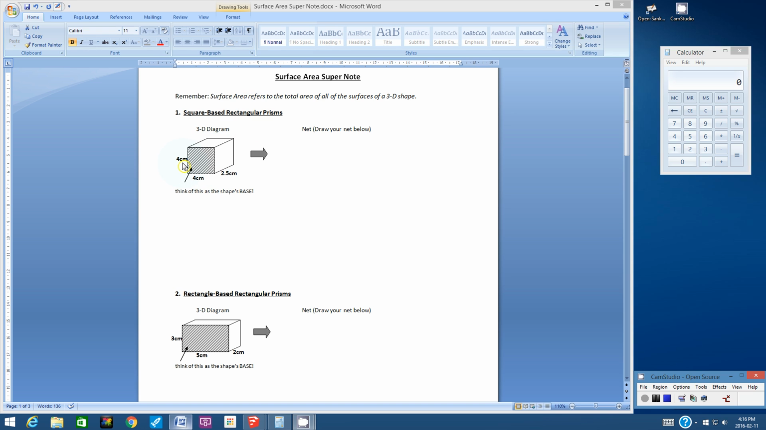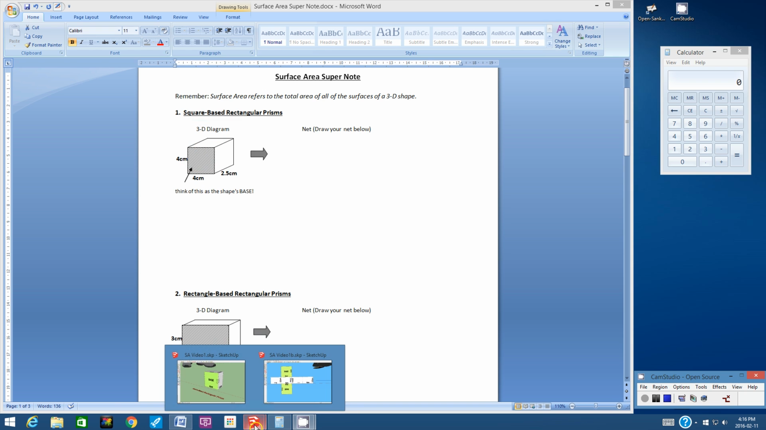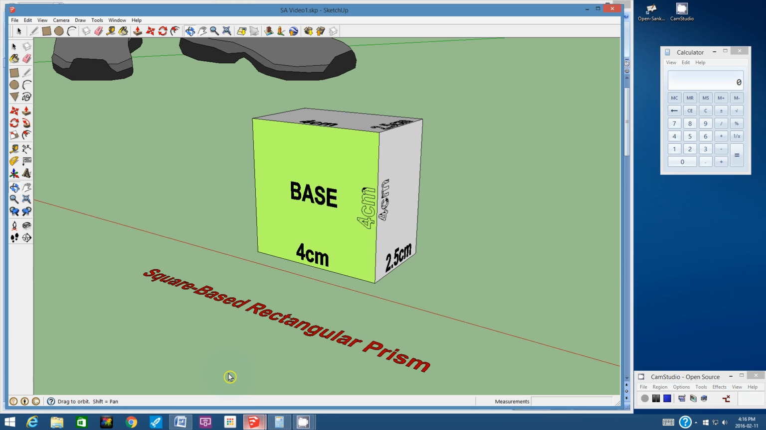We know that a square has equal sides. So if this height here or length is 4 and this length is 4, we know that it's a square. It also has a depth of 2.5 centimeters. So if we were to draw this shape in SketchUp 8 or in 3D space, what would it look like? Well, it would look like this.